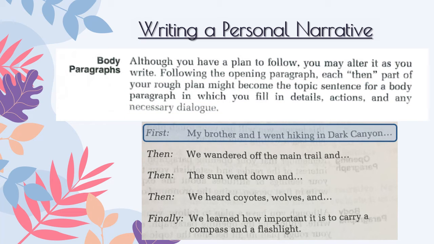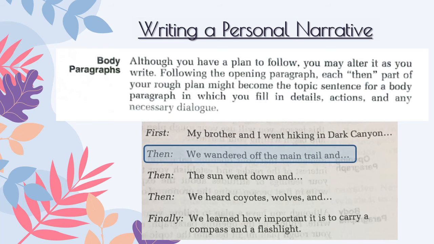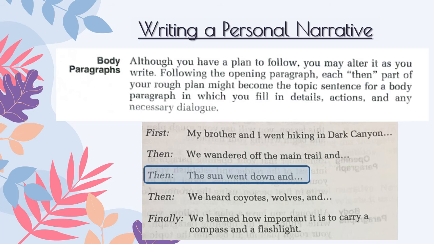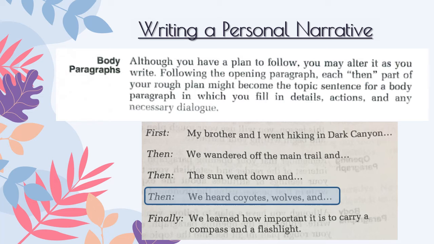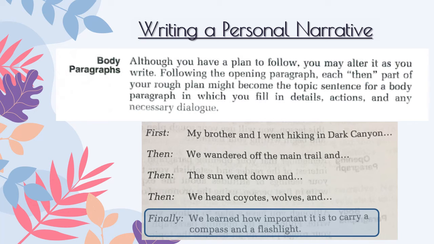So that's your opening. My brother and I went hiking in Dark Canyon. And so the rest of the paragraph would be something that's going to grab the reader's attention. Then the rest of the sentences. We wandered off the main trail, and you're going to develop a paragraph to go with that main idea. Then you'll develop a paragraph to go with the sun going down and what happened after that. A paragraph to go with hearing coyotes and wolves and whatever else. Okay, so those are your body paragraphs. This last part that says finally, that would be your closing paragraph.